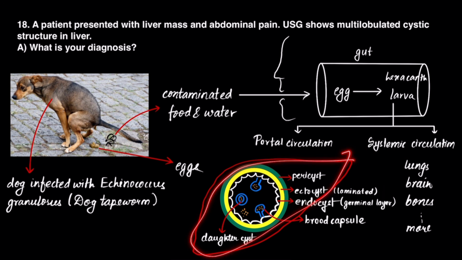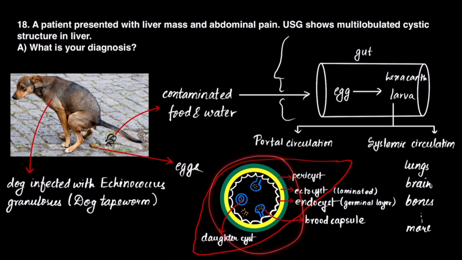Inside the liver and inside other organs as well, the larva forms a cyst. This cyst is called hydatid cyst, which leads to hydatid disease. So most often hydatid disease is seen in liver through passing through portal circulation, but then it can also occur in lungs and then brain and then bones and then other organs if it passes through systemic circulation.